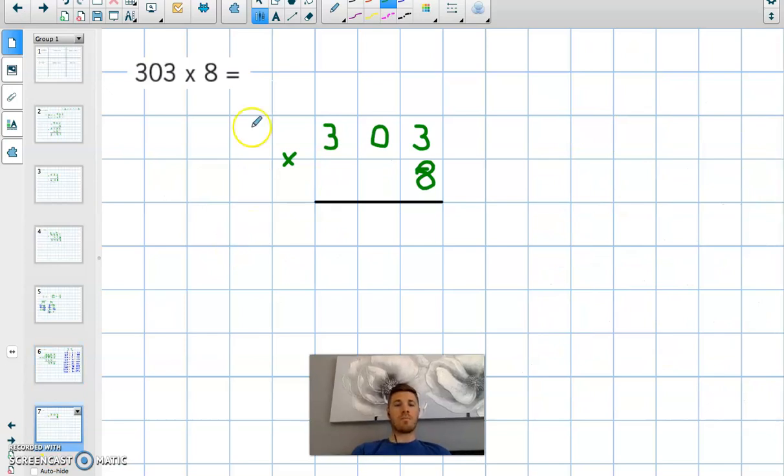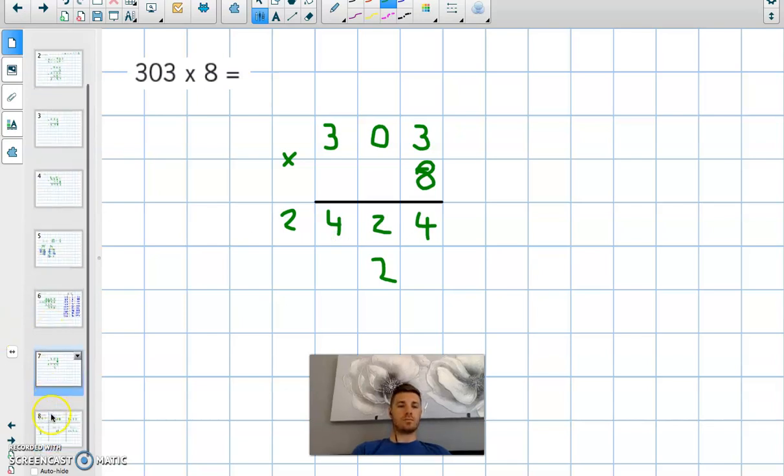Okay, final question. 303 multiplied by 8. Formal method. Start multiplying from the smallest digit. 3 eighths, 24. 8 times 0, nothing, but move the 2 up. And 8 times 3 again is 24. So your answer is 2,424.